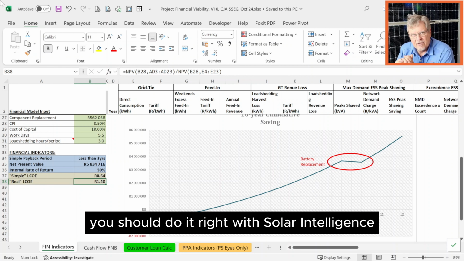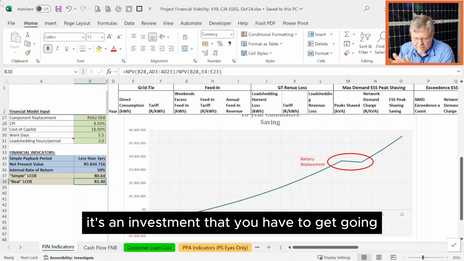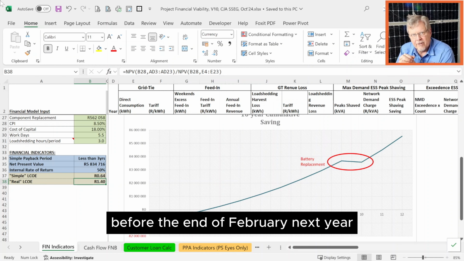If you do it right with SolarIntelligence, it's an investment that you have to get going before the end of February next year.